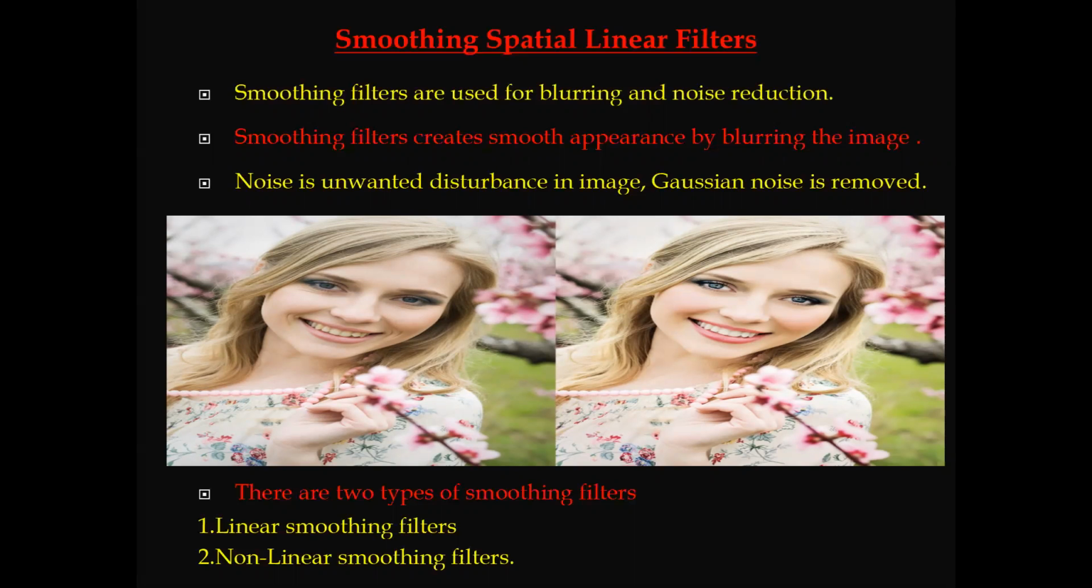Noise is unwanted disturbance present in the image. Gaussian noise is removed by a smoothing filter. There are different types of noise, like Gaussian noise, impulsive noise, additive Gaussian noise, Rayleigh noise, and salt and pepper noise. All noises will be removed by image filters, and especially smoothing filters are used to remove Gaussian noise.